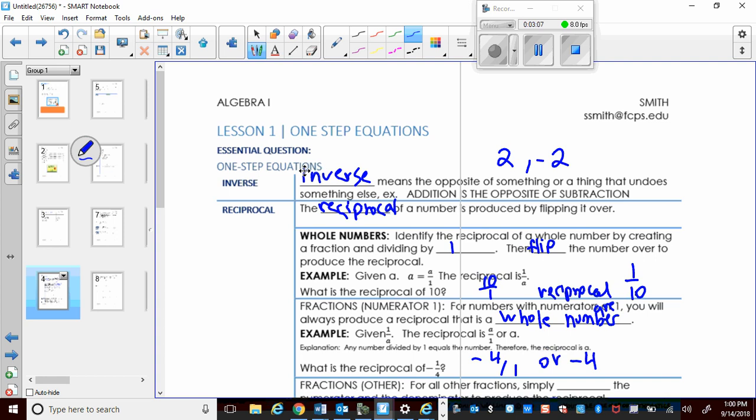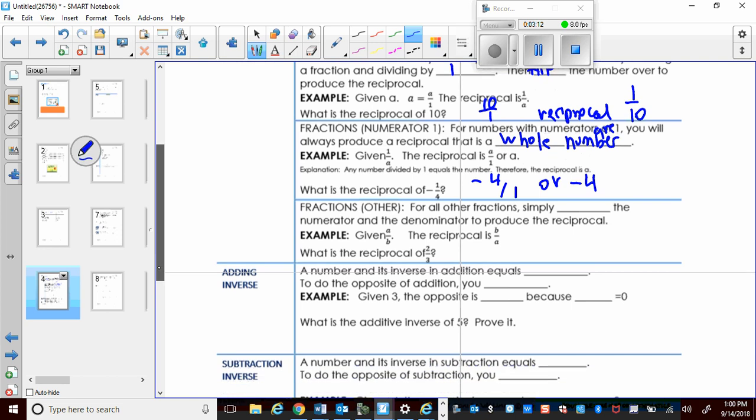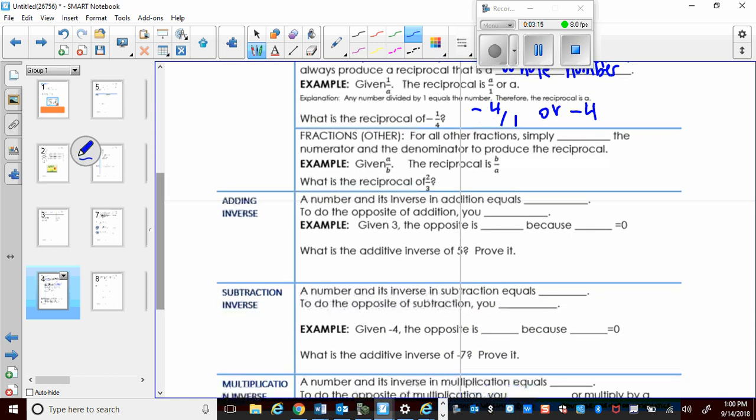Now, for all other fractions, we're simply going to flip it over. There's no trickery, no further need to go any deeper than that. So for all other fractions, you simply flip the numerator and the denominator to produce the reciprocal. So, given A over B, the reciprocal is B over A. What is the reciprocal of 2/3? It's 3 over 2. Now, next part, we're going to talk about inverses and types of inverses, and how reciprocals and just plain old inverses fit in.